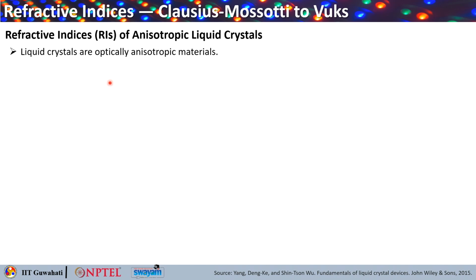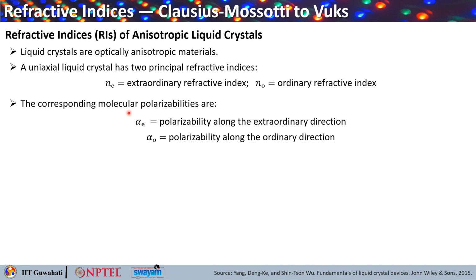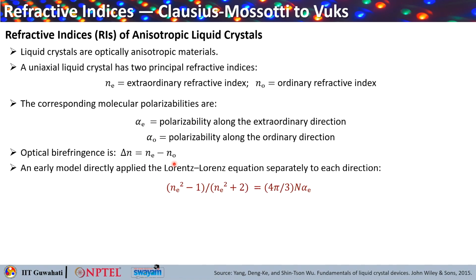Now let us see how we describe refractive indices for anisotropic liquid crystals. Liquid crystals are basically optically anisotropic materials. A uniaxial liquid crystal will have two principal refractive indices. One is called Ne, the extraordinary refractive index, and the other is No, the ordinary refractive index. Correspondingly the molecular polarizabilities are also different. You can call them alpha E, the polarizability along the extraordinary direction, and alpha O, along the ordinary direction. This gives you the optical birefringence, delta n equals Ne minus No.